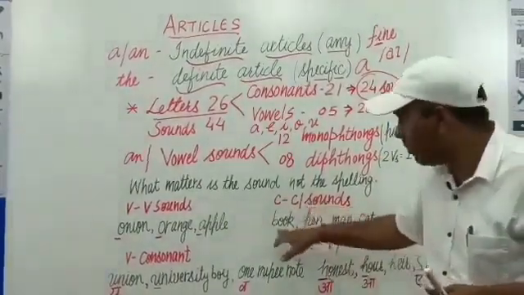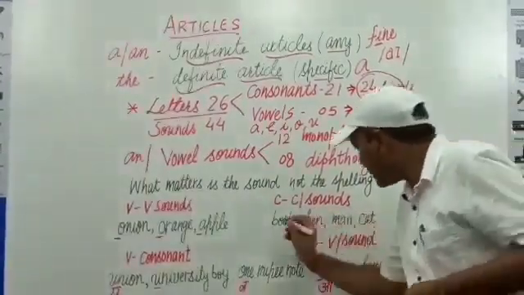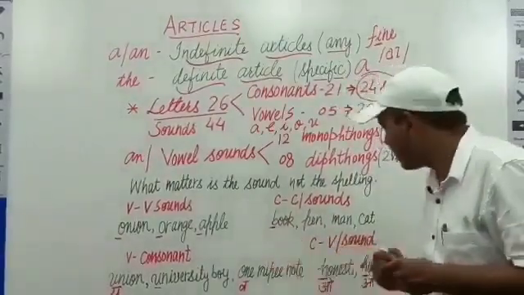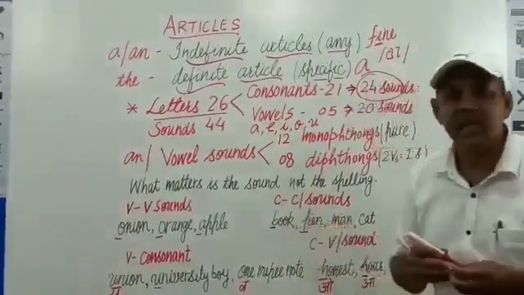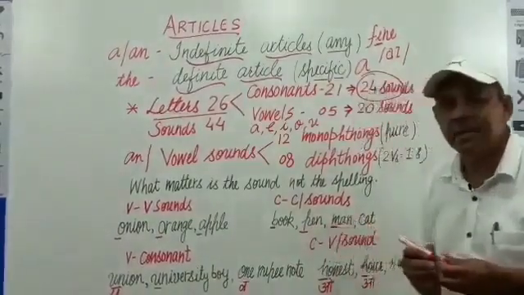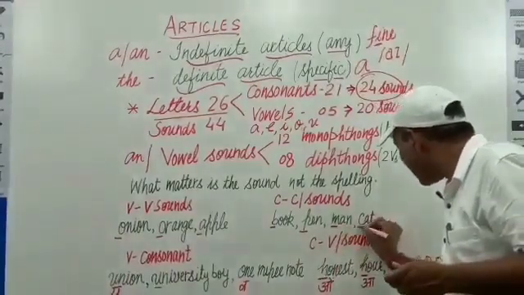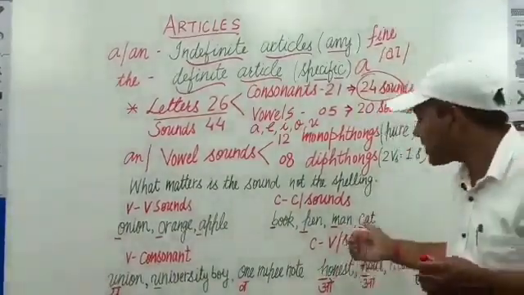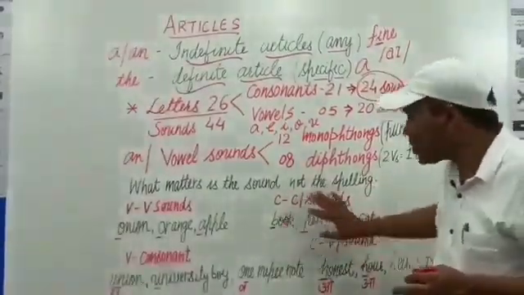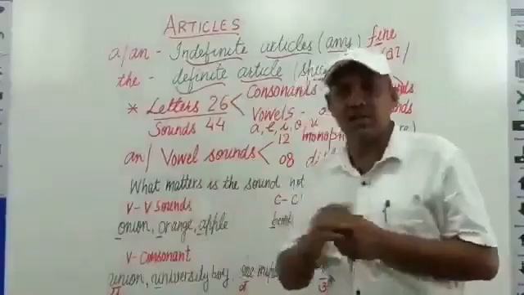For example, book, pen, man, cat. This consonant B produces the B sound in this word. Pen, this letter P produces the P sound. This letter M produces the M sound in the word man, and this letter C produces the initial sound K in the word cat. There is no problem because these consonants produce consonant sounds and these vowels produce vowel sounds.